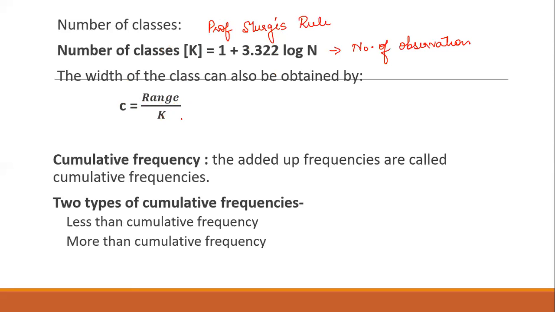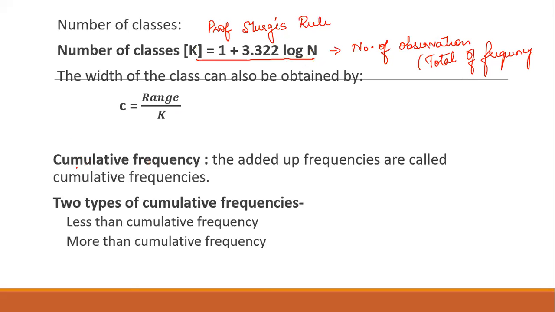Do not worry much, because when you work out the problems, all this information you will get, and when you compute it you will get to know how it is. You should know only this formula, 1 plus 3.322 log n. That is very important, where n is nothing but the number of observations, that is, the total of frequency.